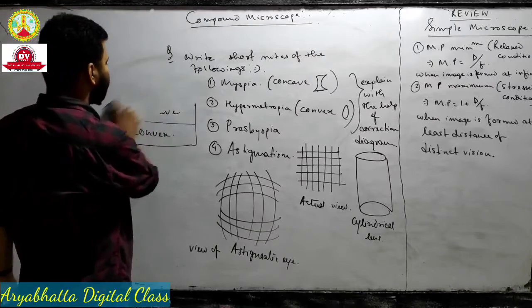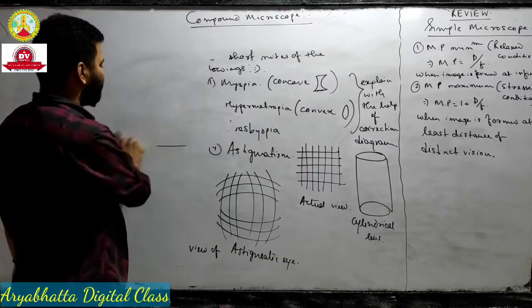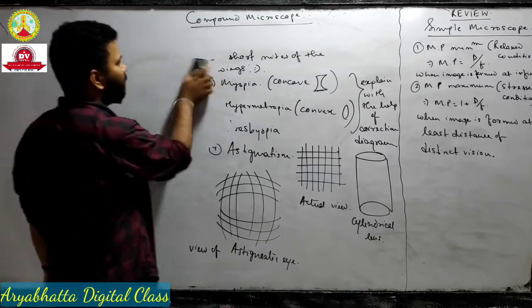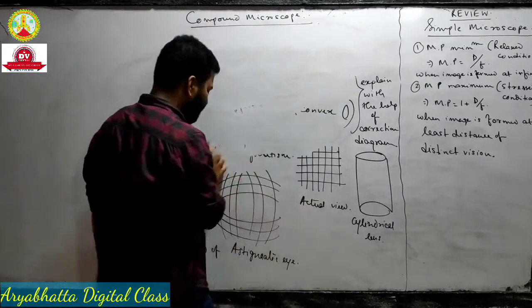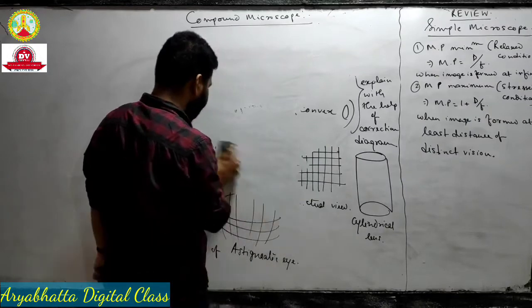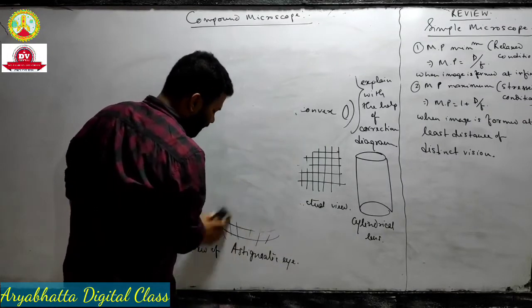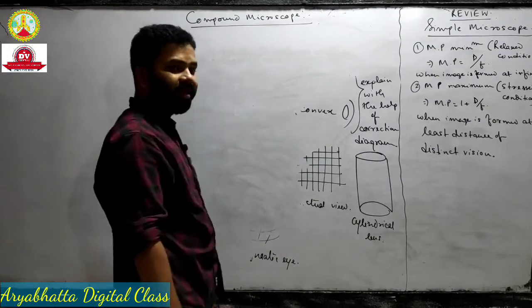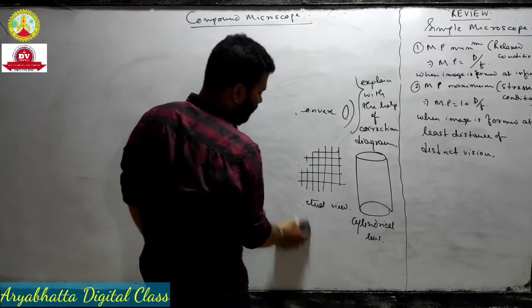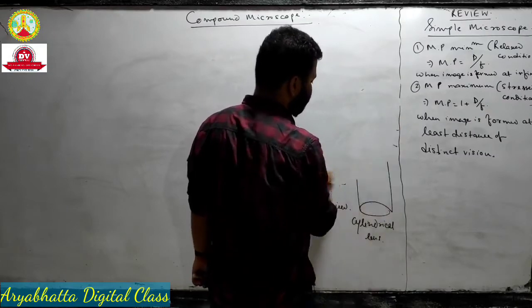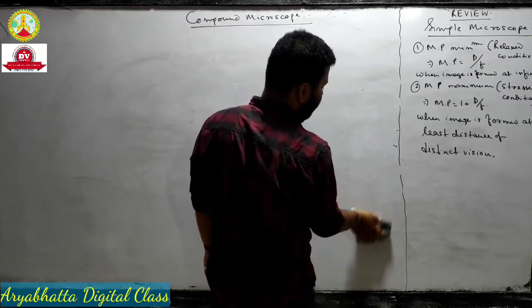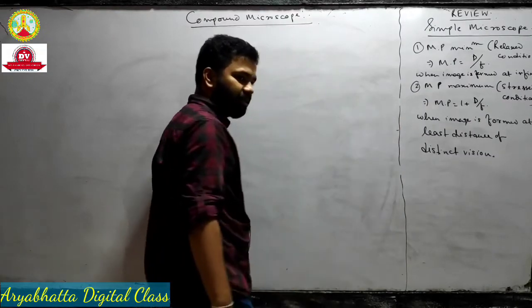Now we will go for another microscope that is known as your compound microscope. Okay, in the compound microscope, we will first magnify the image with the help of a lens, then we will magnify that image with the help of another lens.